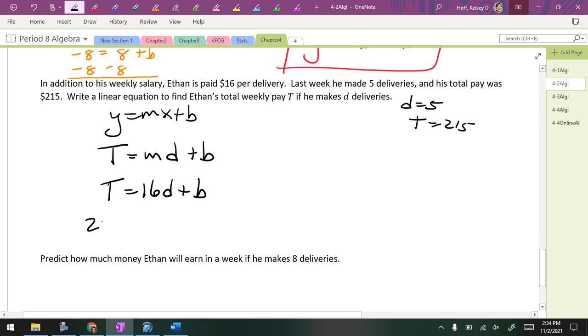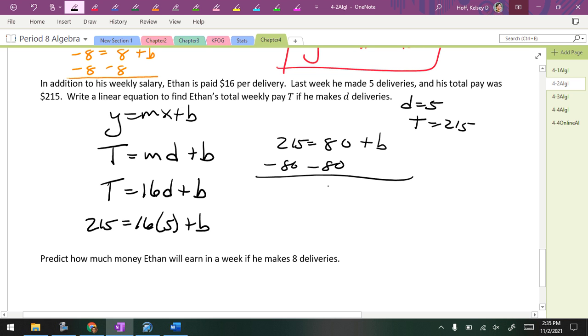So if I plug in 215 equals 16 times 5 plus b. You guys should be able to multiply that in your head. Am I right with 35? Yes? So the linear equation would be T equals 16D plus 35.